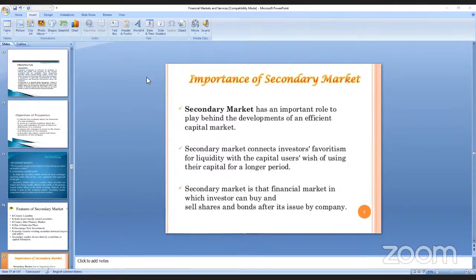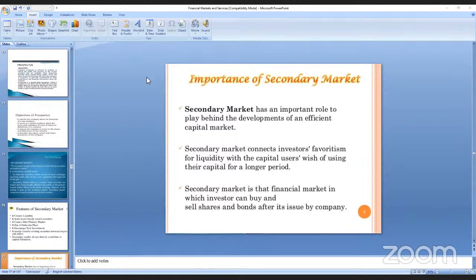So it is a very important place, a development for the efficient capital market. The secondary market connects with the investors. How does it connect from the primary market? It connects with the investors, where it provides the preference for liquidity with cash, and it has a feature that it creates liquidity, letting one sell immediately, with the capital users wishing to use their capital for a long period. So the capital I invested, I can hold for many days; I bought it and can take it out even after 10 years, for the long period where I made the investment. And the secondary market is that financial market in which investors can buy and sell their bonds after its issue by the company.